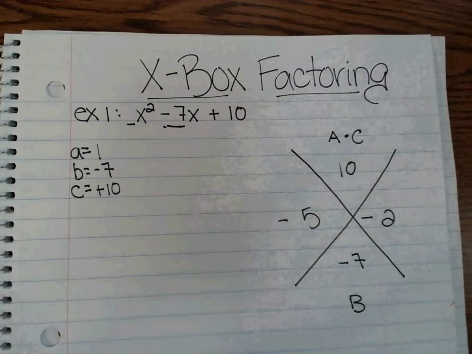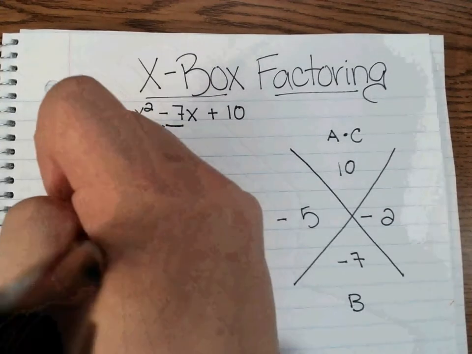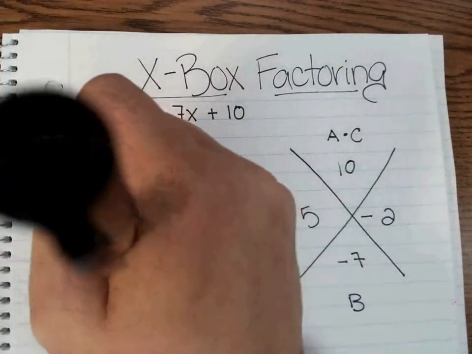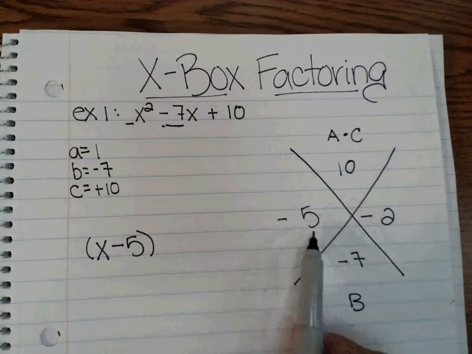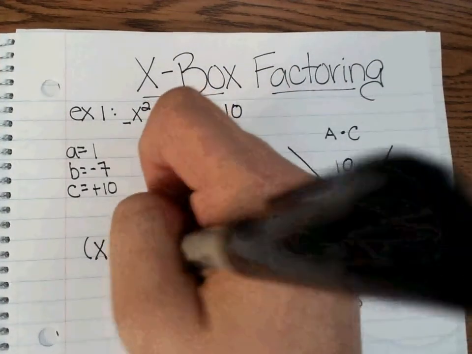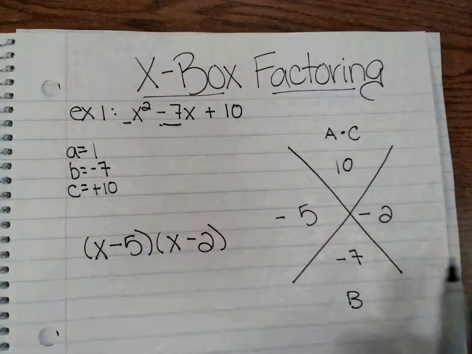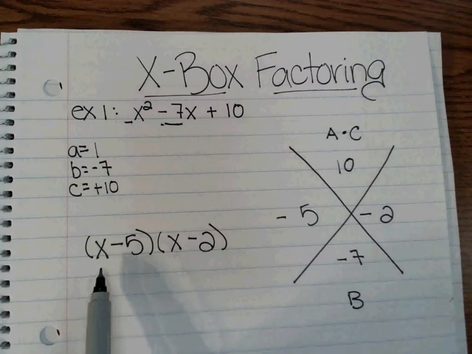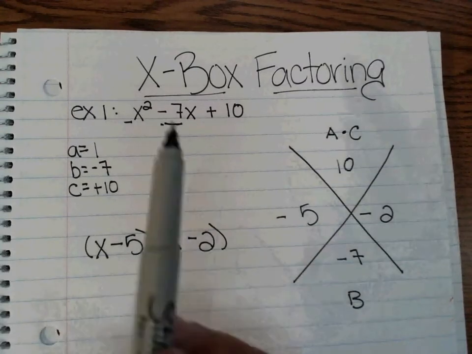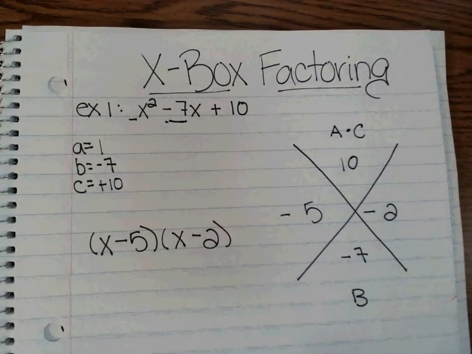Alright, to write these two in your answer, you're going to say x minus 5 because it's a negative 5. And x minus 2 because it's a negative 2. And these are your two factors of this quadratic. Alright?